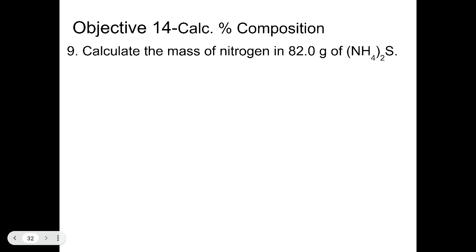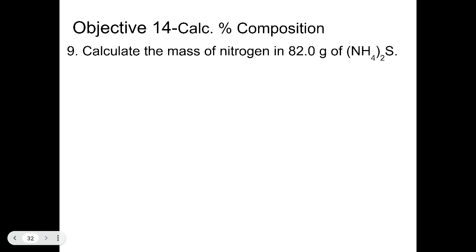And then we also need to know the total molar mass of ammonium sulfide. So we'll do that off to the side here. 28.0 grams per mole plus 8, because 2 times 4 is 8. Hydrogen's molar mass is 1.0, so 1.0 times 8 is 8 grams per mole. And then sulfur is 32.1 grams per mole, giving us a total of 68.1 grams per mole.